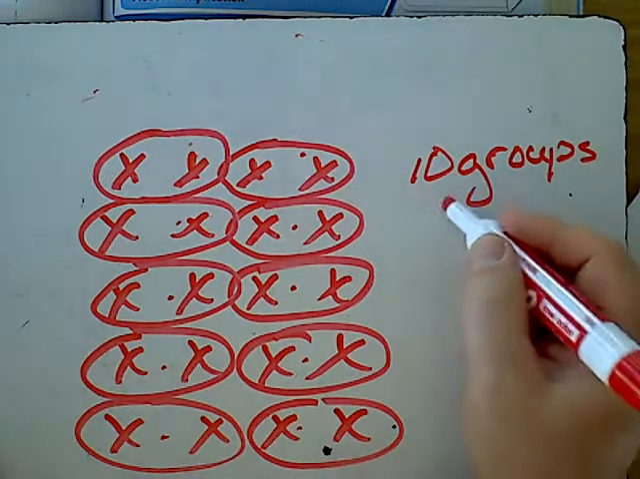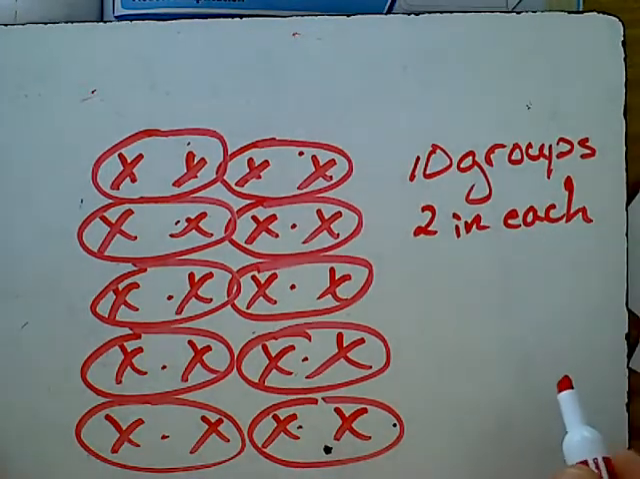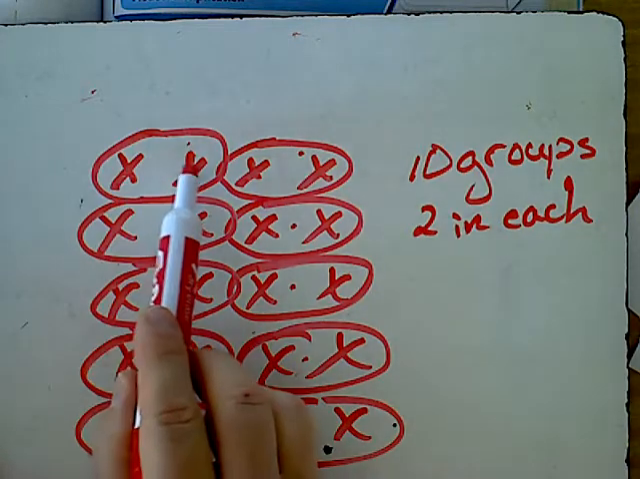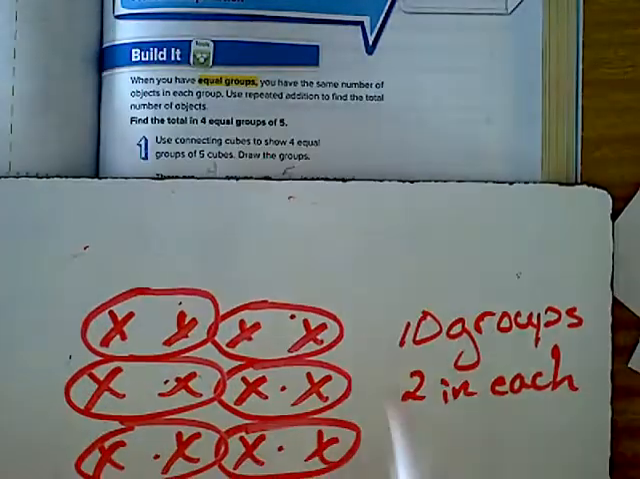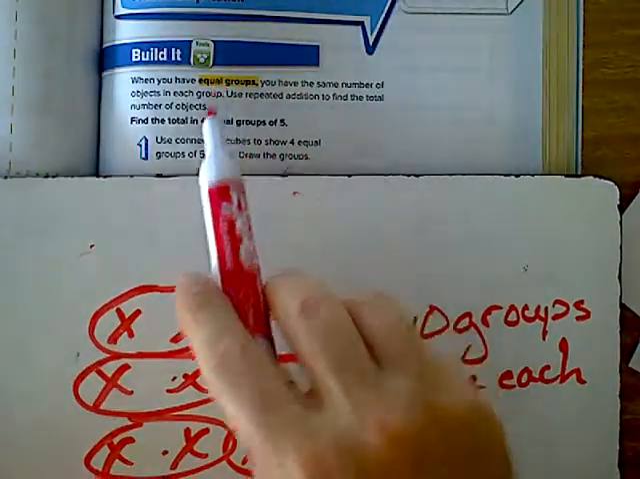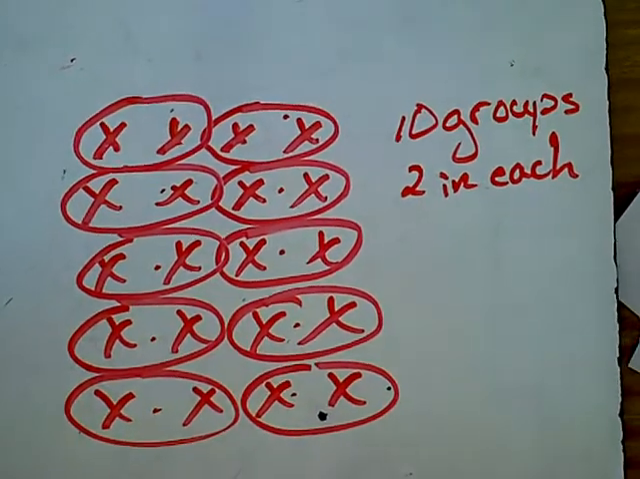And I've got 2 in each of my groups. See that? 1, 2, 1, 2. Here's an important thing, though. They are equal groups, aren't they? Every group has exactly 2. I have to group it that way.